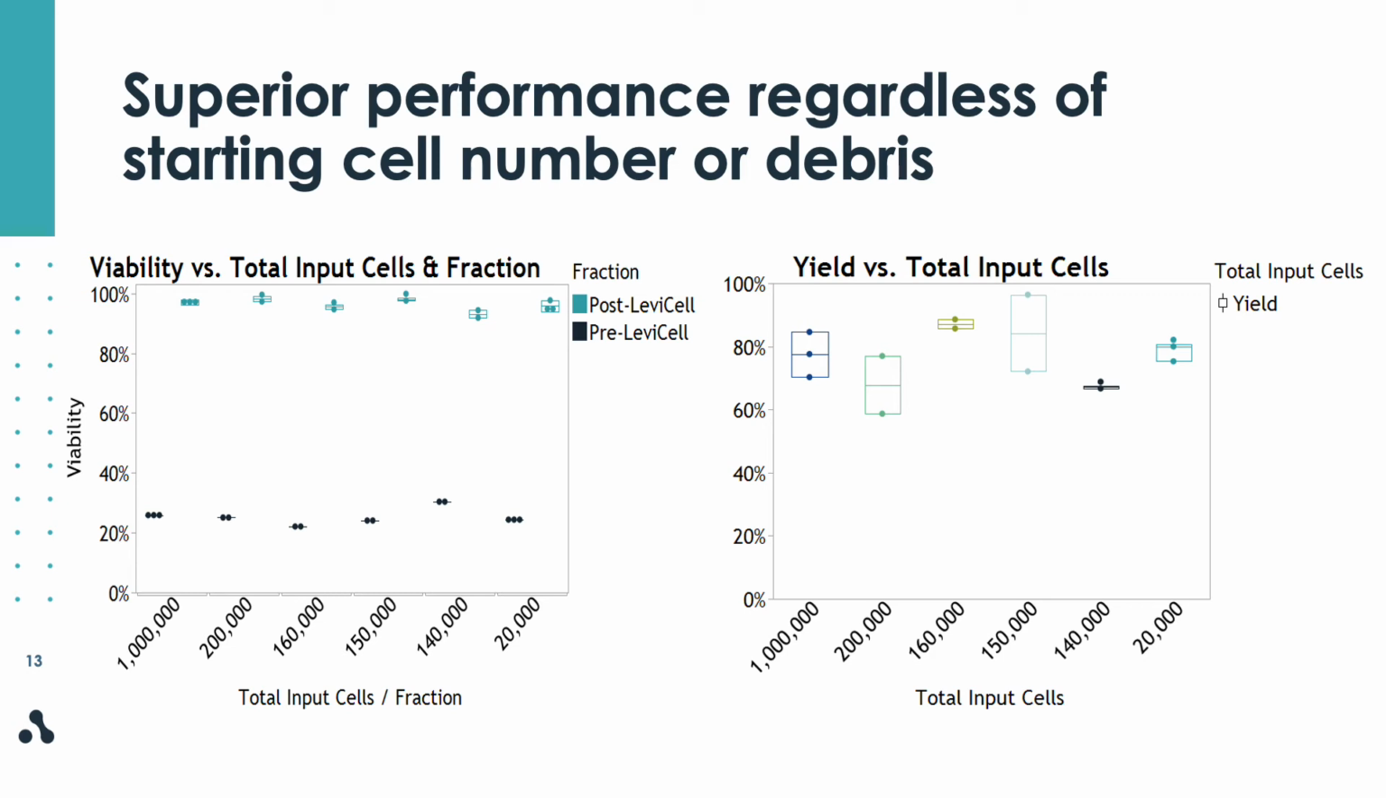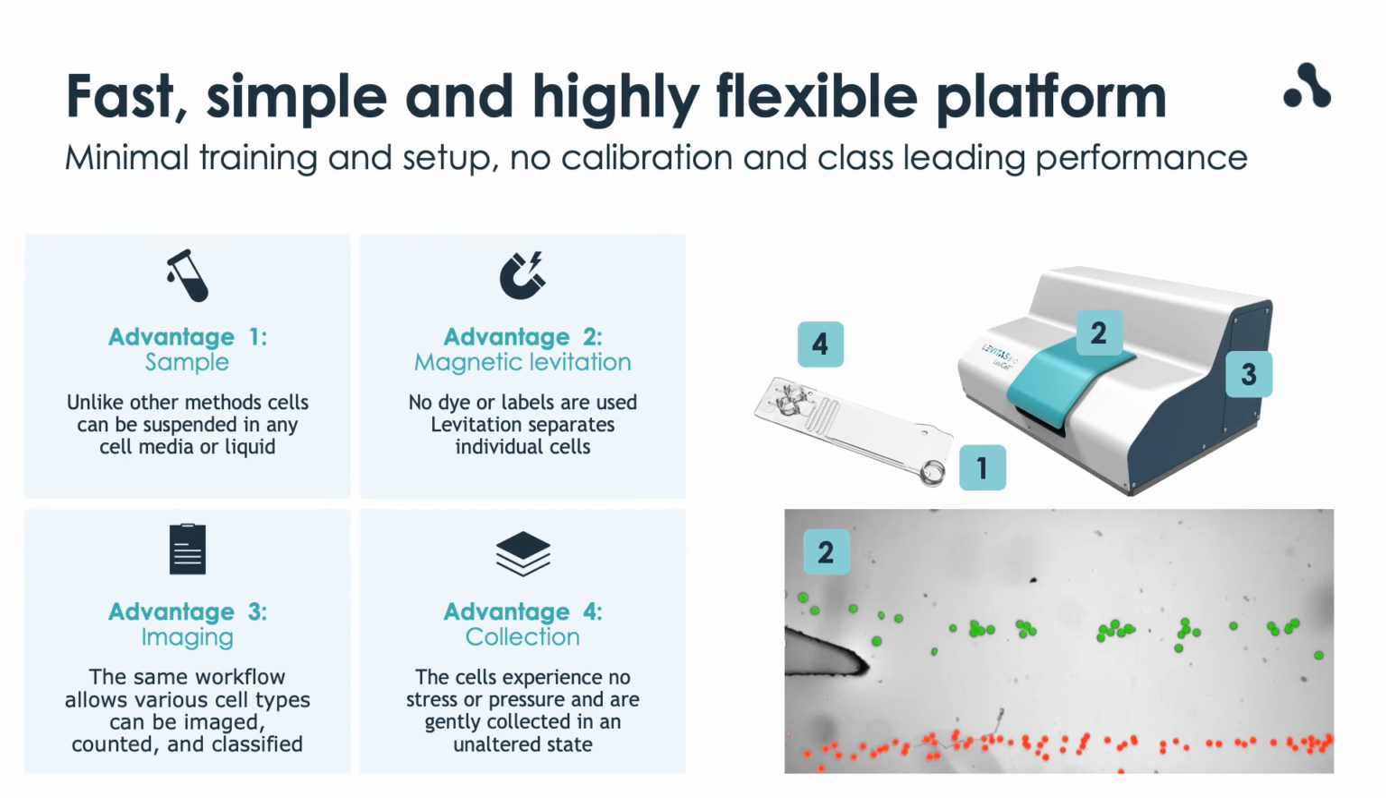Now, this is stunning performance, and you're probably going to ask, how can it be so good? Well, if we go back to our previous slide, it's a very simple and easy to use platform, which really has a total of 3 different steps. Basically, the sample is dispensed into the cartridge. Levitation occurs within the instrument. The instrument, as I mentioned, has bright field and 2 fluorescent channels, which allows the customer to image and count the cells. And then the sample comes back out.